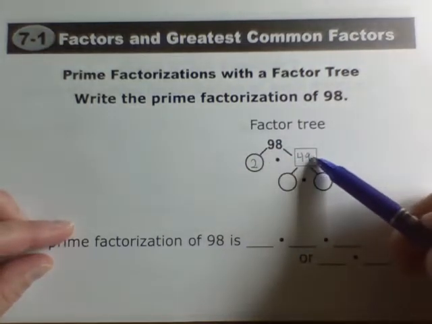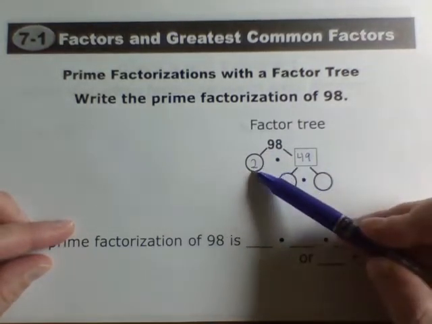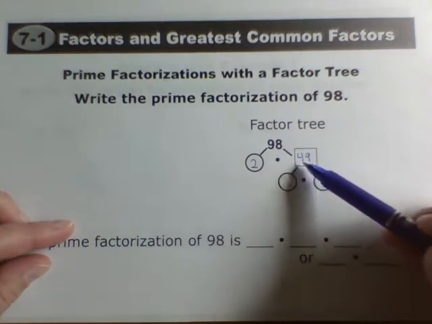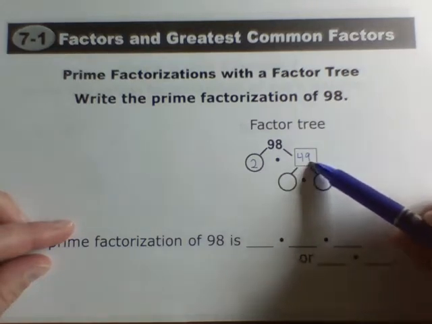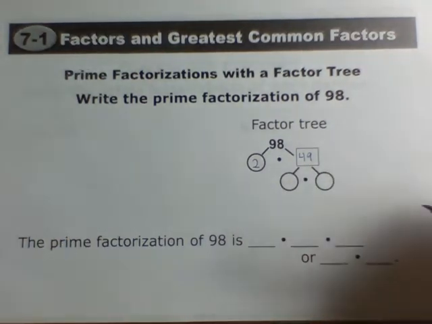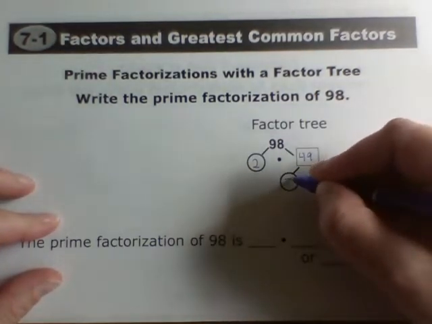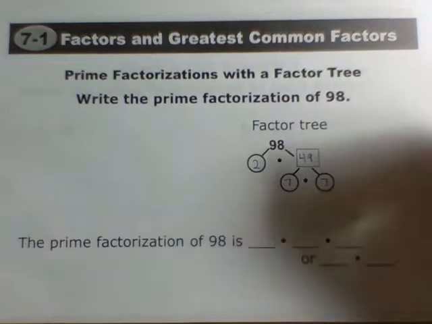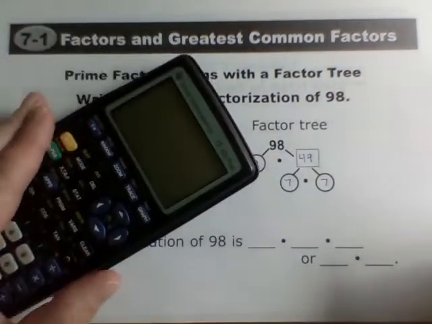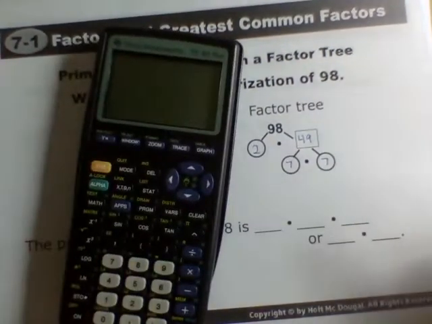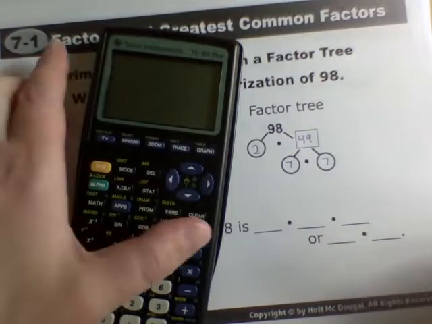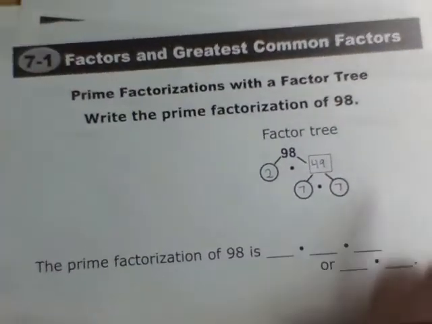Then you're left with the number 49. Of course, 2 can't be factored anymore, but 49 can be. So you think of what prime numbers, or just numbers in general, make 49, and that's 7 and 7. And again, if you don't know, you can play around on the calculator and find out if 49 is divisible by 3 or 5 or whatever it happens to be. So you can always check.